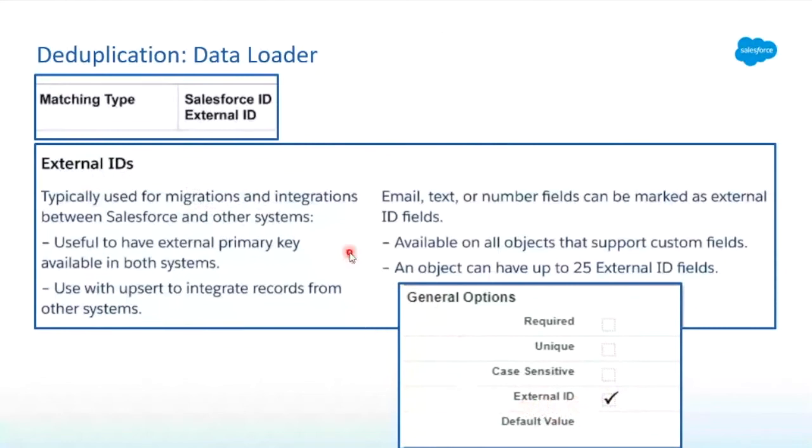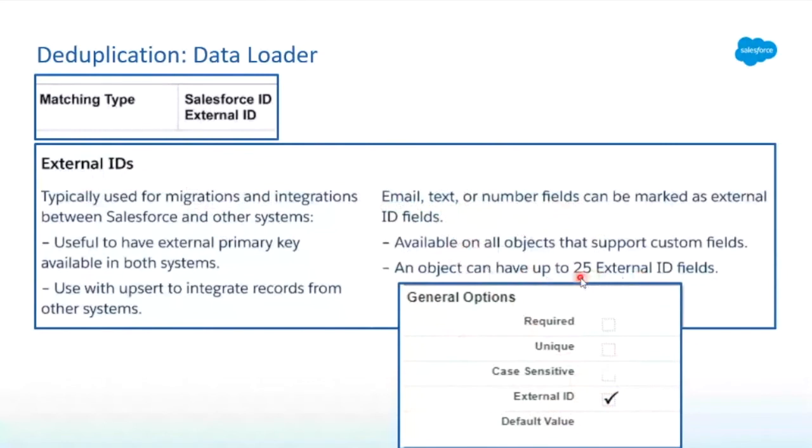So again, the question might come in the exam: what different types of fields can be made external ID? So the data types which are available for external ID are email, text, or number field. So if the data type of the field is email, text, or number, you can mark it as external ID in the system and then use this for matching. So that is the external ID coming into the system.